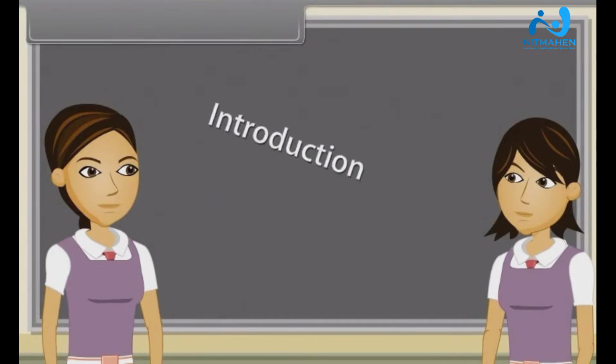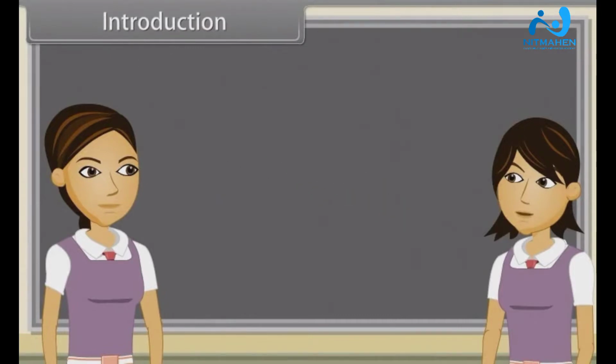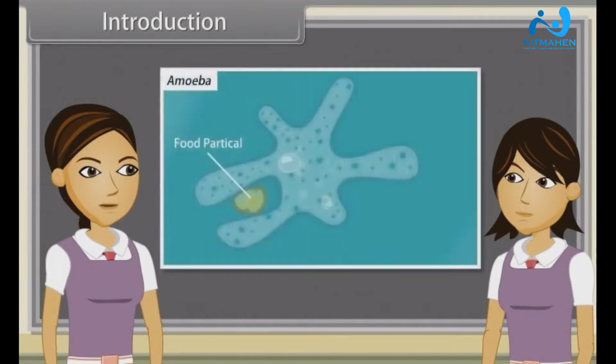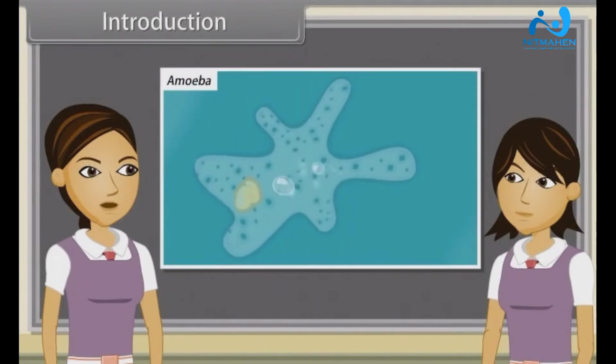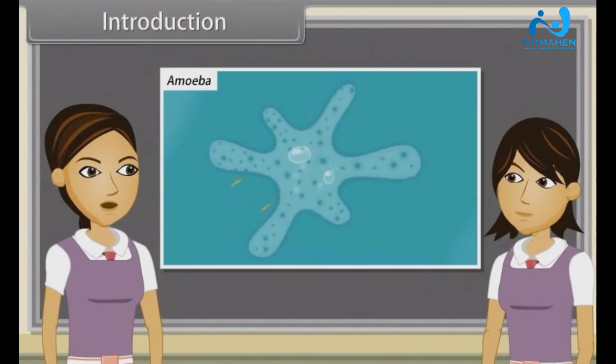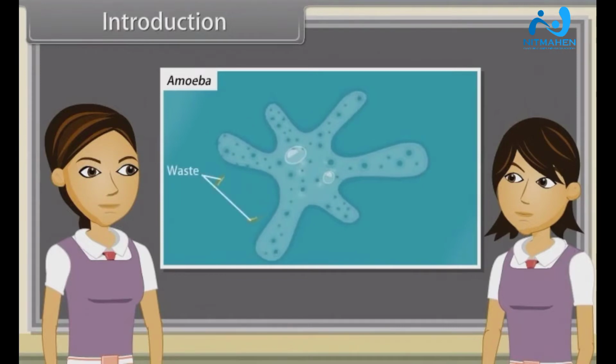Introduction. Hey Ankita, we know that the cell is the structural and functional unit of life, but do you know what it actually means? Yeah, it means a single cell can perform all basic functions of life. Example: movement, intake of food and respiratory gases, respiration and excretion. Yes, you're right. So, come, let's start our new chapter, Cell: the Unit of Life.